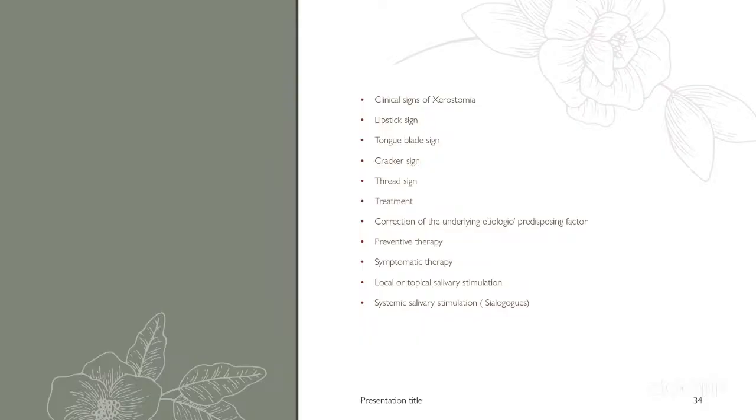And the cracker sign is the difficulty in eating dry foods like biscuits, etc. And the thread sign in xerostomia means the ability of saliva to be drawn into a thin, thread-like, ropey fashion. And treatment is to correct the underlying etiological factor. So different forms of treatments are there, like preventive therapy.